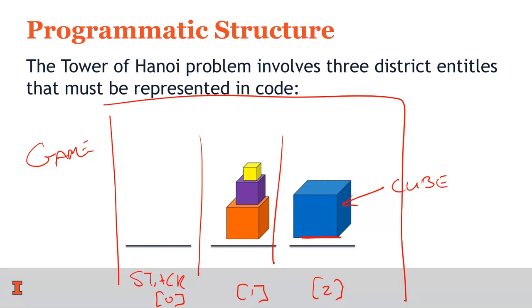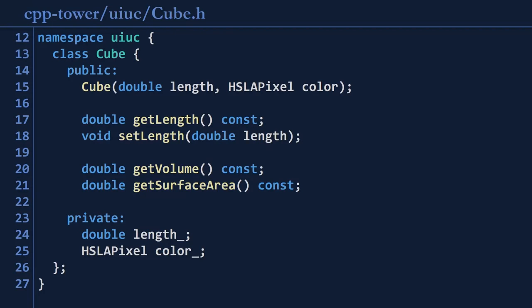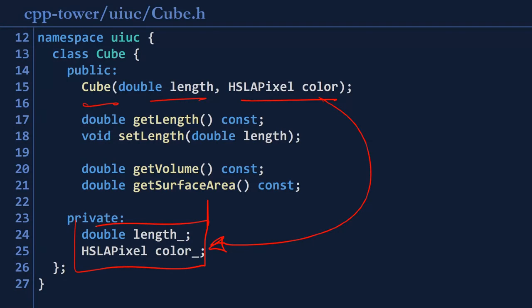Let's go ahead and build a program that creates a number of different classes to represent all of these entities. In last week's assignment, you built the UIUC HSLA pixel. You already know how to represent a color. Let's go ahead and see this cube come together. Here I've modified the cube constructor to have a length and a color. And because we've modified the cube's constructor to have a color, we're going to store that color in a new private member variable. So our cube is different than before in the sense that we now have a cube that has both a length and a color.